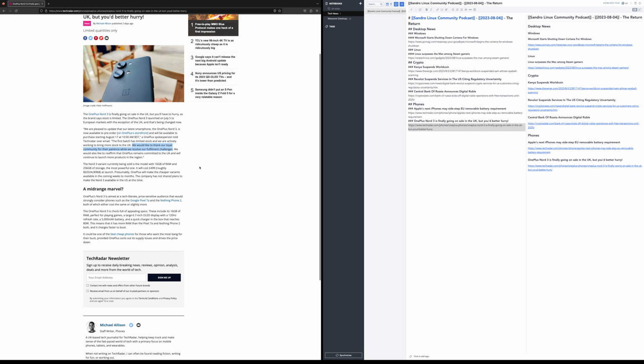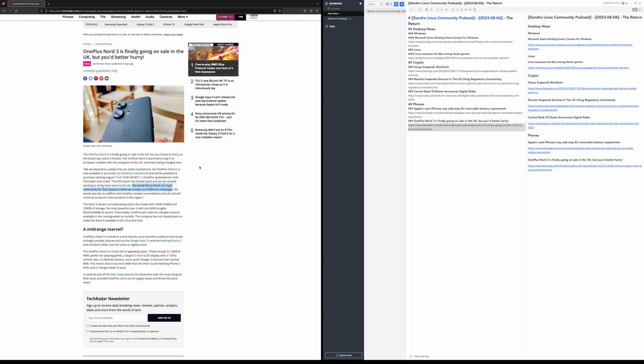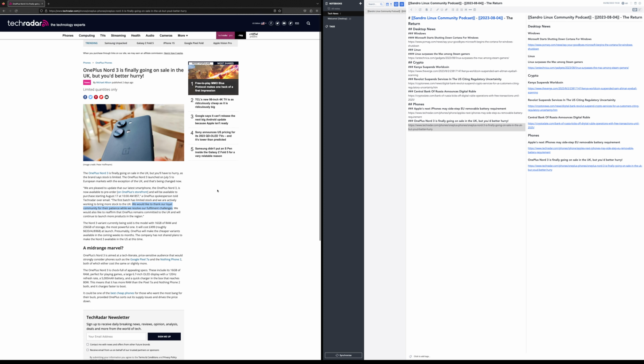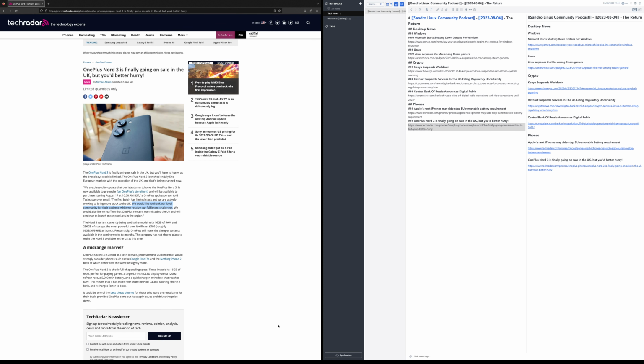So it's good to see it finally come to the UK, at least in this limited quantity. Hopefully you can actually buy it, and hopefully it comes to general availability soon. I might see if I can justify getting one at some point, but right now my phone's doing well. So unless my phone dies, I'm probably not going to get a new one.